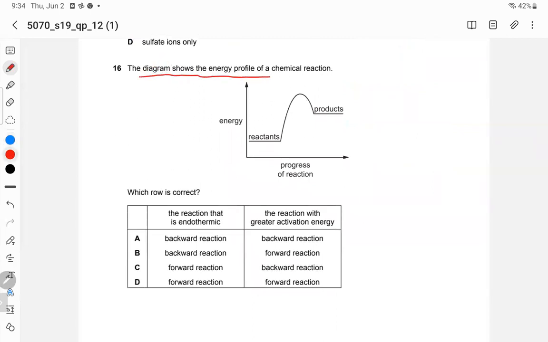The diagram shows the energy profile of a chemical reaction. And if you look, the reactants are at a lower level and the products are at the higher level. It means the enthalpy change of this reaction must be positive, and if it is positive, then it is an endothermic reaction, right?